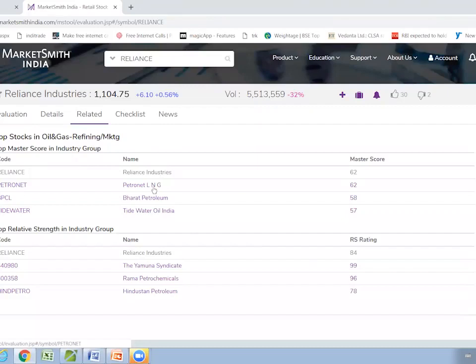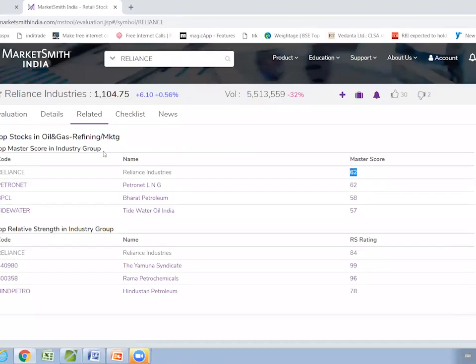So Petronet LNG is its competitor, Bharat Petroleum, Tidewater. So these are the stocks. Once you click on related, you get top stocks in the oil and gas refining sector. In this sector, Reliance is top. Master score is a score based on a lot of parameters, fundamentals. So higher is better. So again, you get to see which stock you need to pick up.